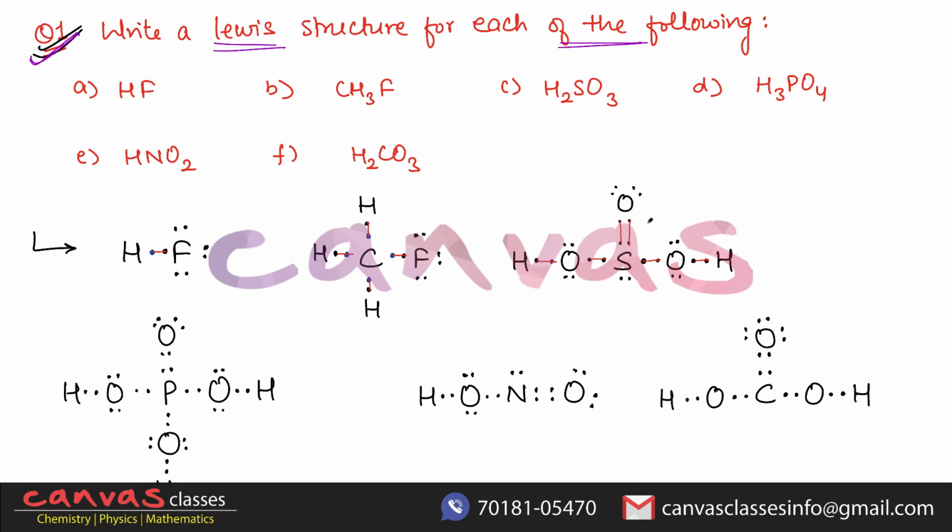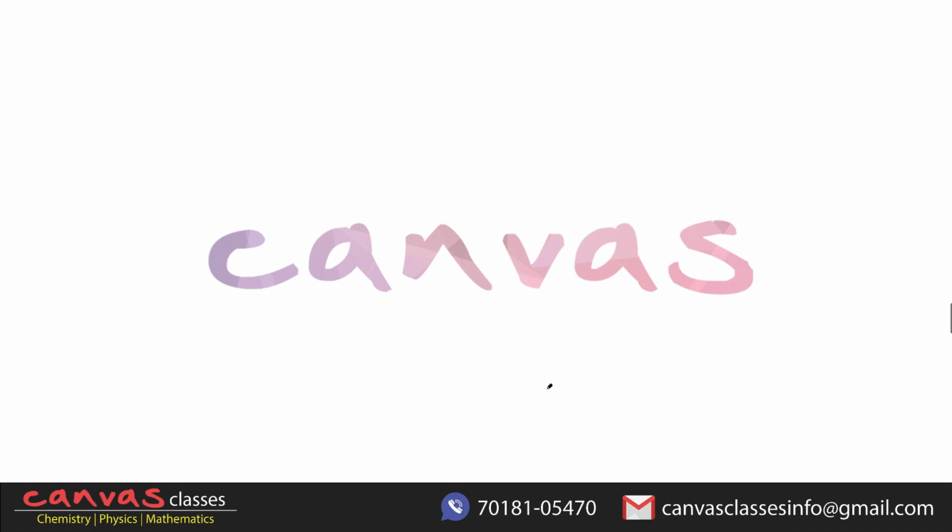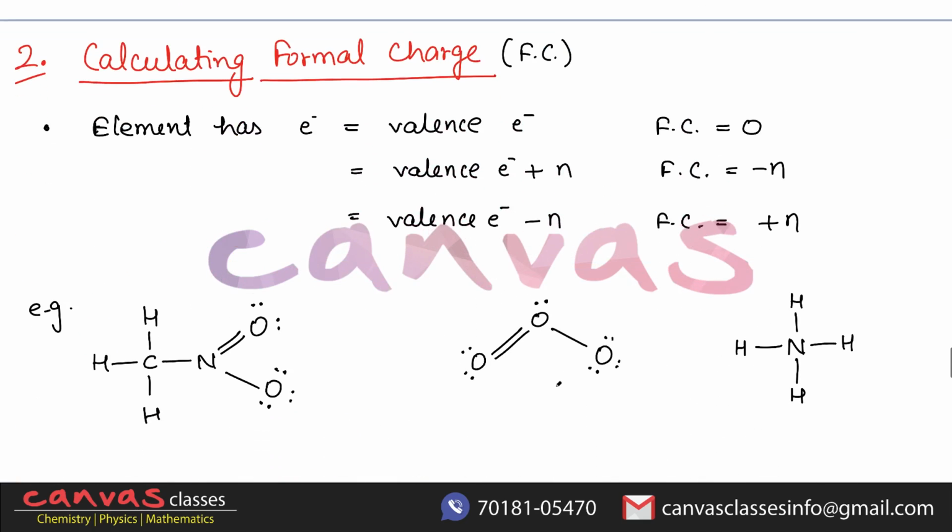You can draw a double bond, you can draw a coordinate bond, it doesn't matter, because ultimately we will be proving that the octet rule theory didn't hold in all the cases. So I think this is done. You can just note down all the structures and practice more structures from your books or from the internet. Now let's move on to the next topic, that is calculating formal charge.